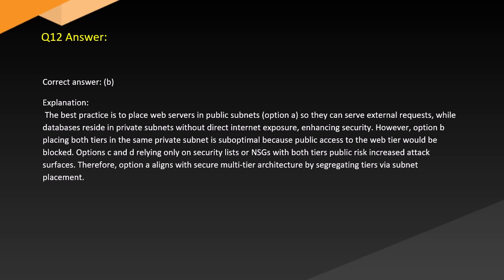However, option B, placing both tiers in the same private subnet, is suboptimal because public access to the web tier would be blocked. Options C and D, relying only on security lists, or with both tiers public, risk increased attack surfaces. Therefore, option A aligns with secure multi-tier architecture by segregating tiers via subnet placement.